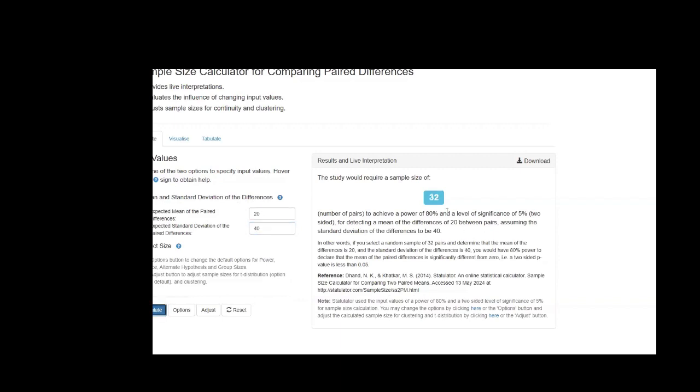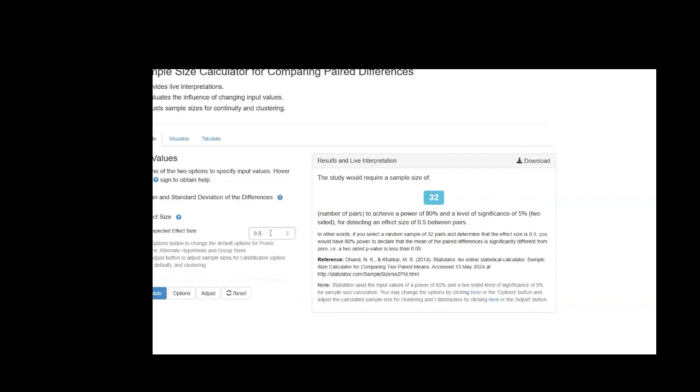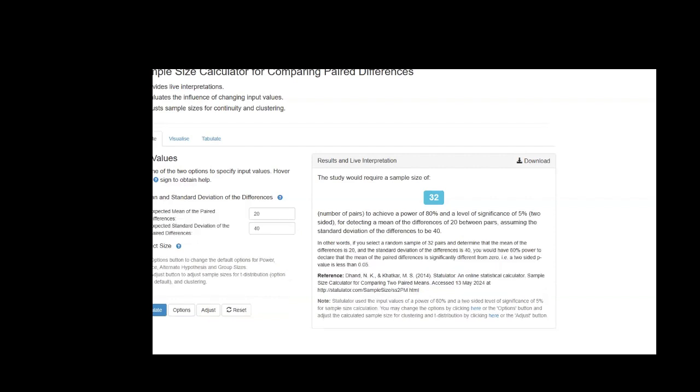I calculate the sample size, that is 32. This is 32. Or if I click on the effect size and take this 0.5, this also comes as 32. But here we are assuming that the effect size is 0.5, but here we have actual values of this one. So we can calculate the effect size.